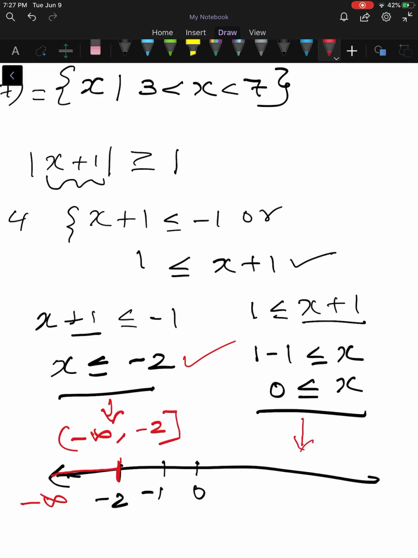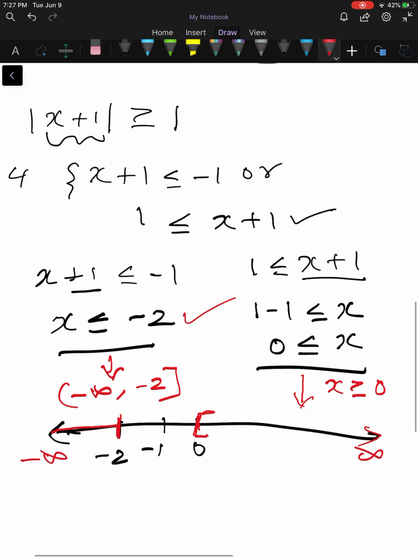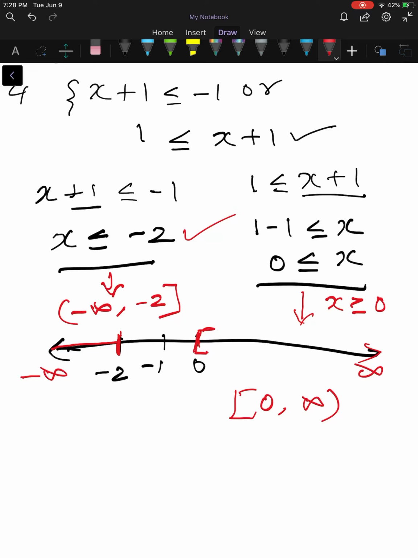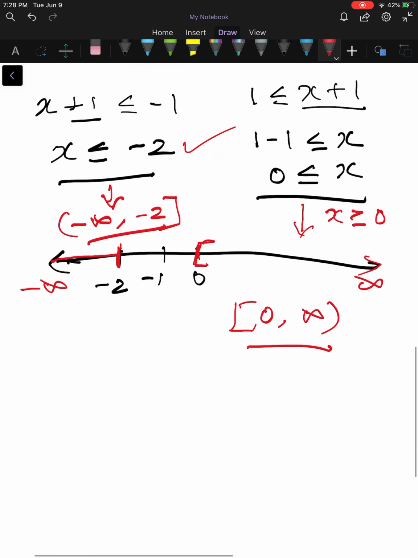Then if we plot the other inequality on the real line, 0 is less than or equal to x can be written as x is greater than or equal to 0. So equal to 0 implies you are including the 0, and this goes on up to positive infinity. Representing that as an interval would give us closed 0 comma open infinity. Therefore, the whole solution lies in these two intervals, and you know how to collect all the values, that is, operating union between these two sets.